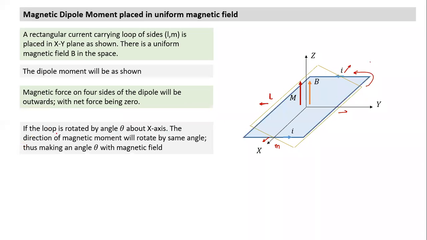What will happen if the loop is rotated by theta about the x-axis? Just imagine I have kept a sheet. Now it is rotated about the x-axis. I tilt it by angle theta from here. It is rotated by angle theta. There'll be a torque, sir. Well, yes, that's a torque. We are coming to this one. It will have a torque.